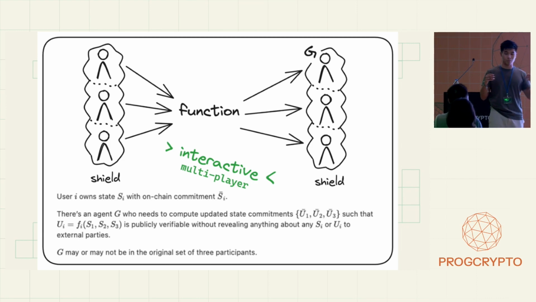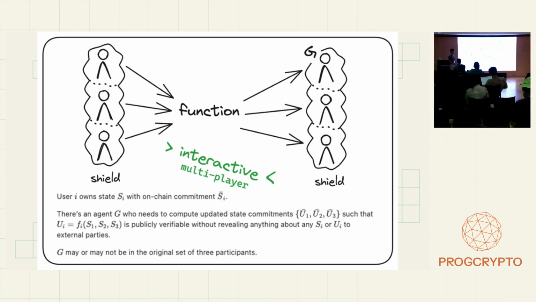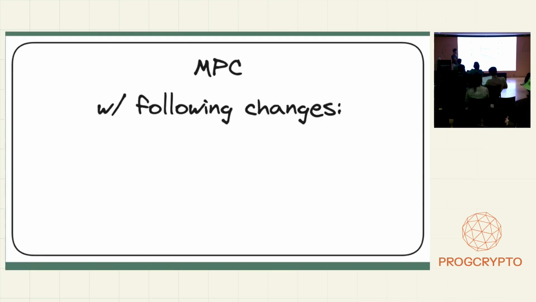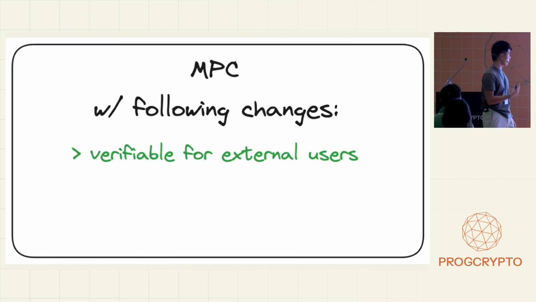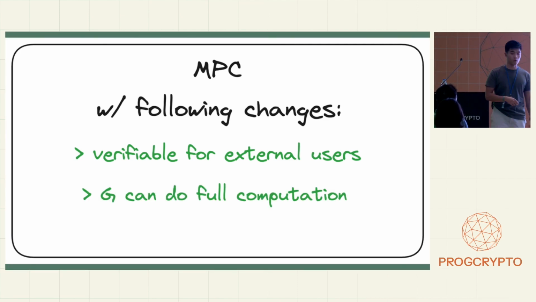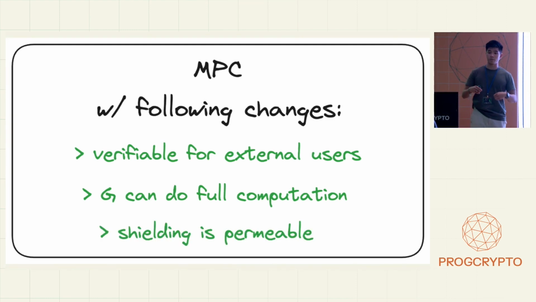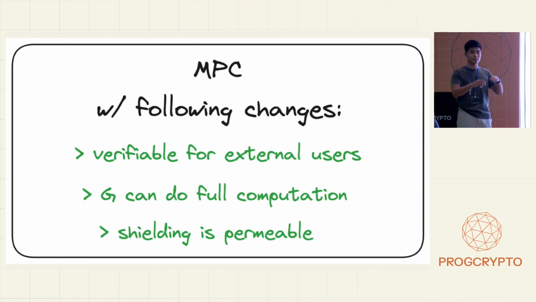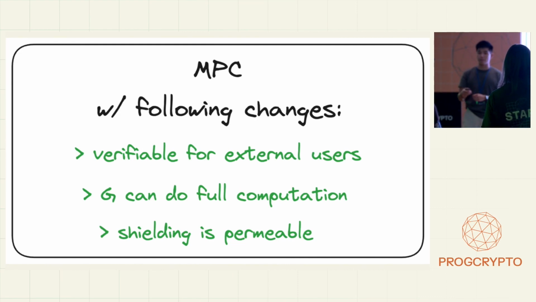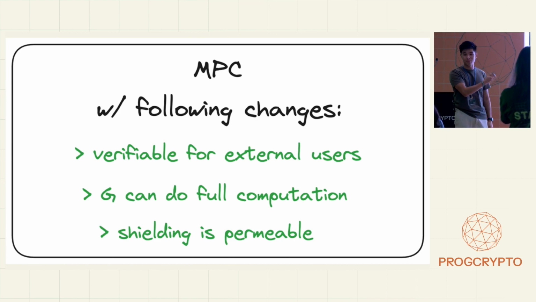And so for a PROGCRYPTO audience in particular, this definition likely looks really familiar to you because it's MPC. And you're absolutely correct. It's MPC with the following changes. Number 1, we want the interaction to be verifiable for external users, not just the people participating in the protocol. Number 2, we introduce an agent G that can do the full computation. And then number 3, we also want shielding to be permeable. The way that we define permeable is that people within the same groups in these protocols can learn a little bit about each other's shielded state. And these 3 changes make MPC completely different in our context.